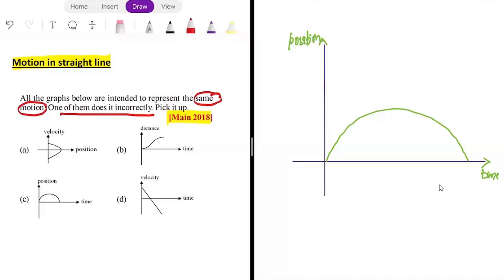और इनमें से आप कौन से ऐसे ग्राफ हैं जिससे आप सबसे ज्यादा familiar हैं? It is position time, right? So let's start looking at the position time graph here. So you can see at t is equal to 0, the particle is at origin, and at t is equal to T, it again returns to origin.